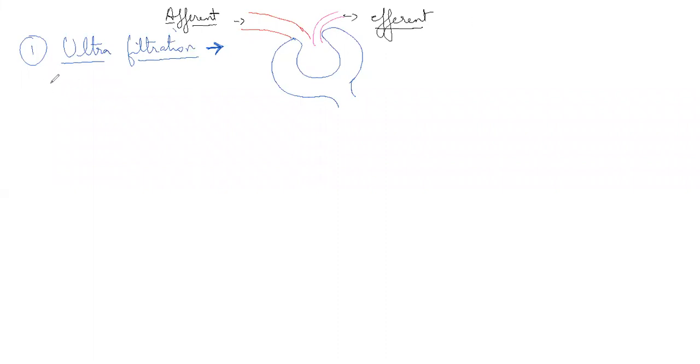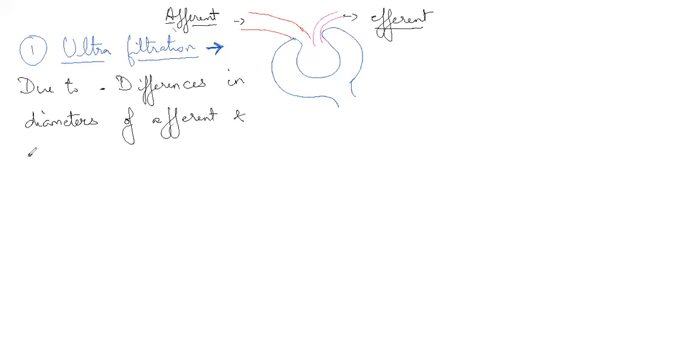Ultrafiltration occurs due to differences in diameters of afferent and efferent arterioles. Afferent or efferent arterioles में diameter की difference की वजह से ultrafiltration होता है.